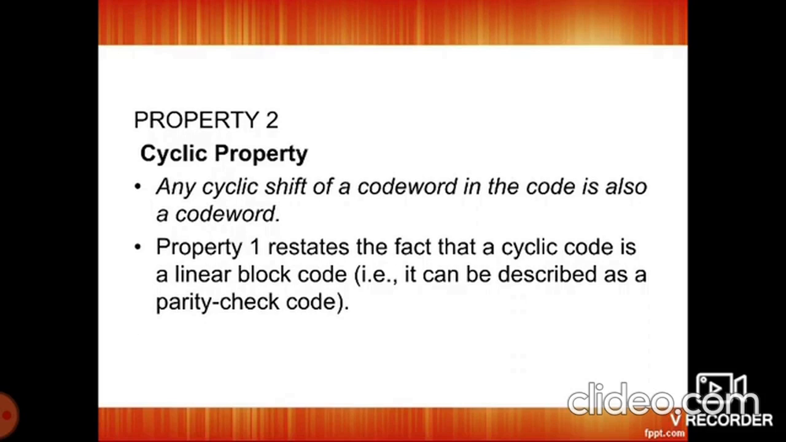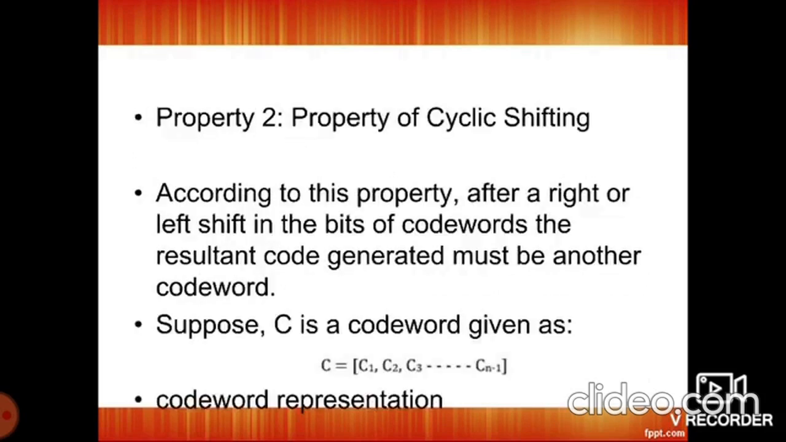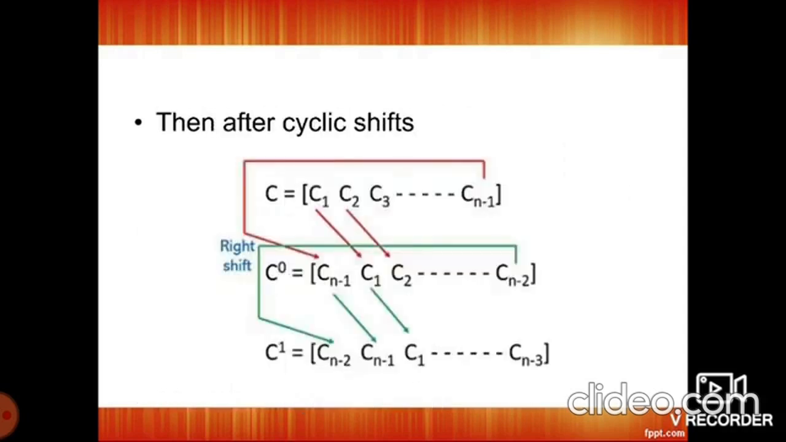If you give one cyclic shift to any code word, and the resulting word is a proper code word, then that is called the cyclic property. To understand the cyclic shift property, consider the code word X equals x(n-1), x(n-2), and so on up to x1 and x0, or otherwise we can write c equals c1, c2, c3, and so on up to c(n-1).